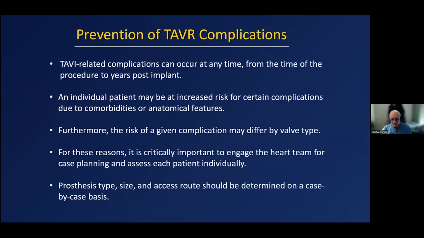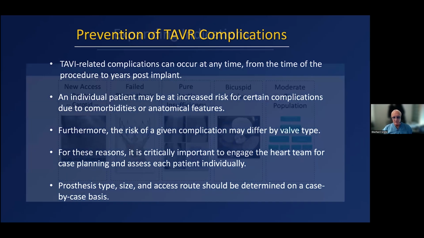How do we prevent TAVR complications? TAVR-related complications can occur at any time from the time of the procedure to years post-implant. An individual patient may be at increased risk for certain complications due to comorbidities or anatomical features. Furthermore, the risk of a given complication may differ by valve type. For these reasons, it is critically important to engage the heart team for case planning and assess each patient individually. Procedure type, size, and access route should be determined on a case-by-case basis.